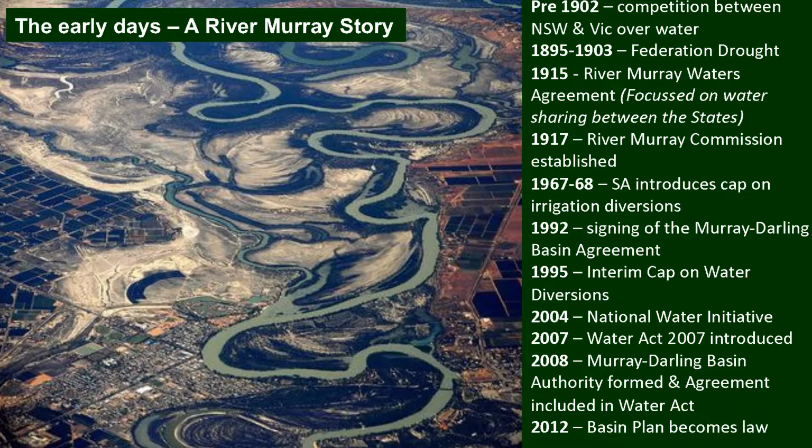So the first realisation, I guess, at a basin scale that water was an issue was in '68 when South Australia put a cap on its diversions. The issues in the Darling really came to the fore in the 80s, and the old River Murray Commission was broadened: the Murray-Darling Basin Agreement was signed and it became the Murray-Darling Basin Commission. Then the cap on water diversions in '95, and then in the 2000s we've had a run of different things leading up to the Basin Plan in 2012.